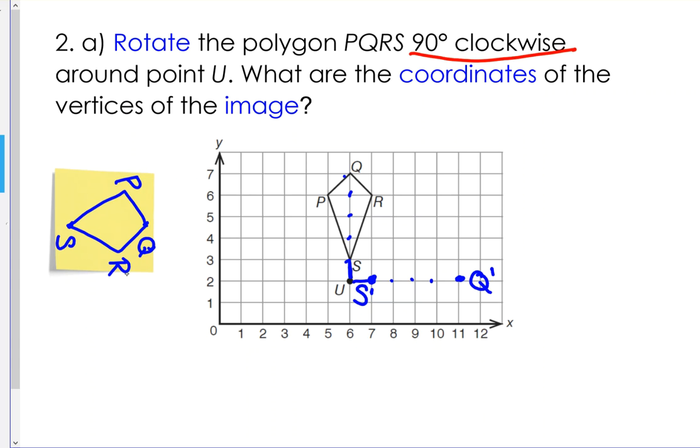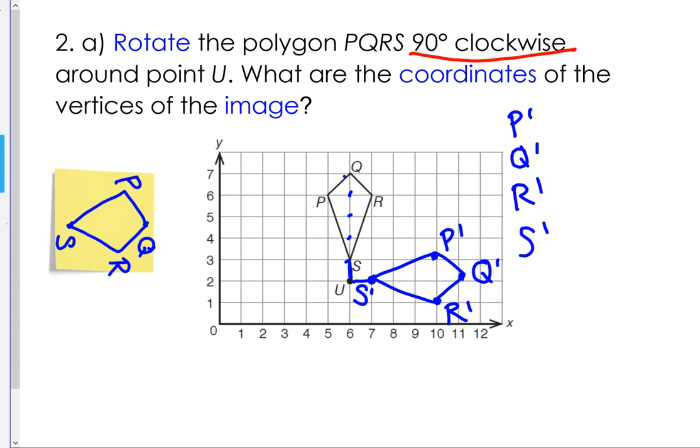Now we know from our post-it note that R should be somewhere down here. You'll note that R is 1 unit across and 1 unit down from Q. It will be located right here. R prime, and then on the other side, also 1 unit away, is P prime. If we connect those points, we have our new image.